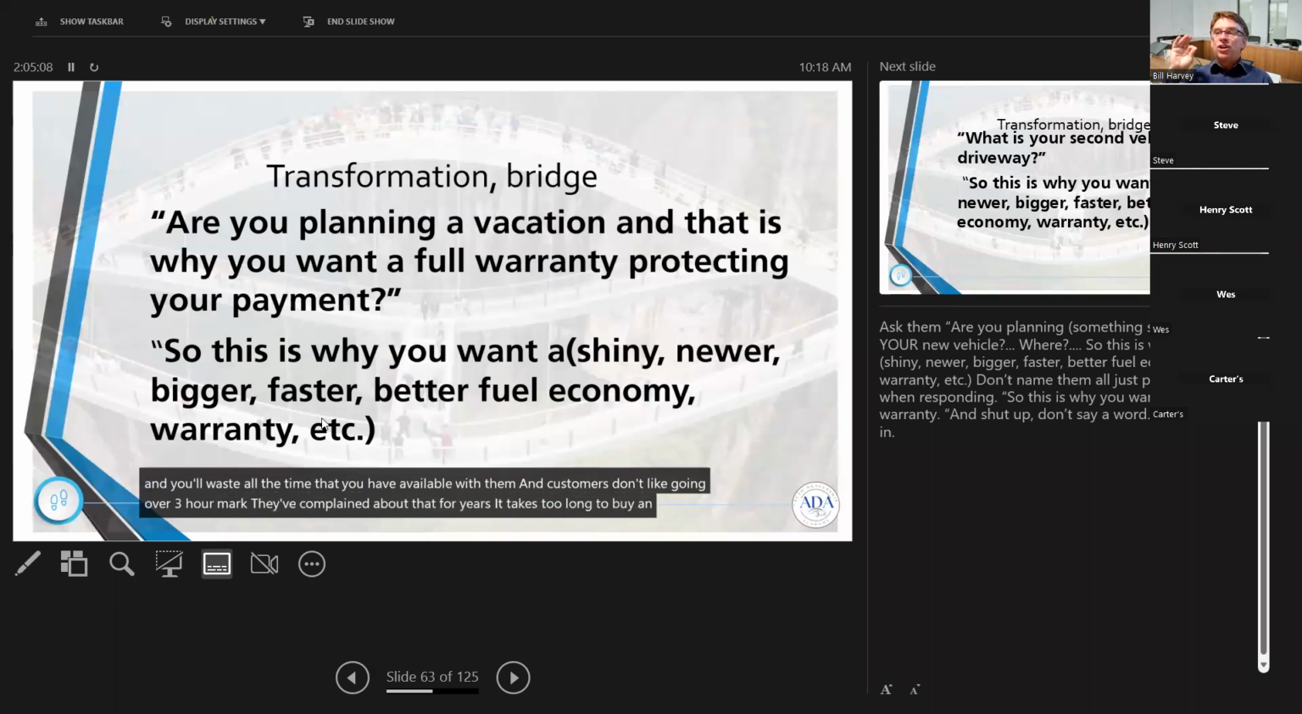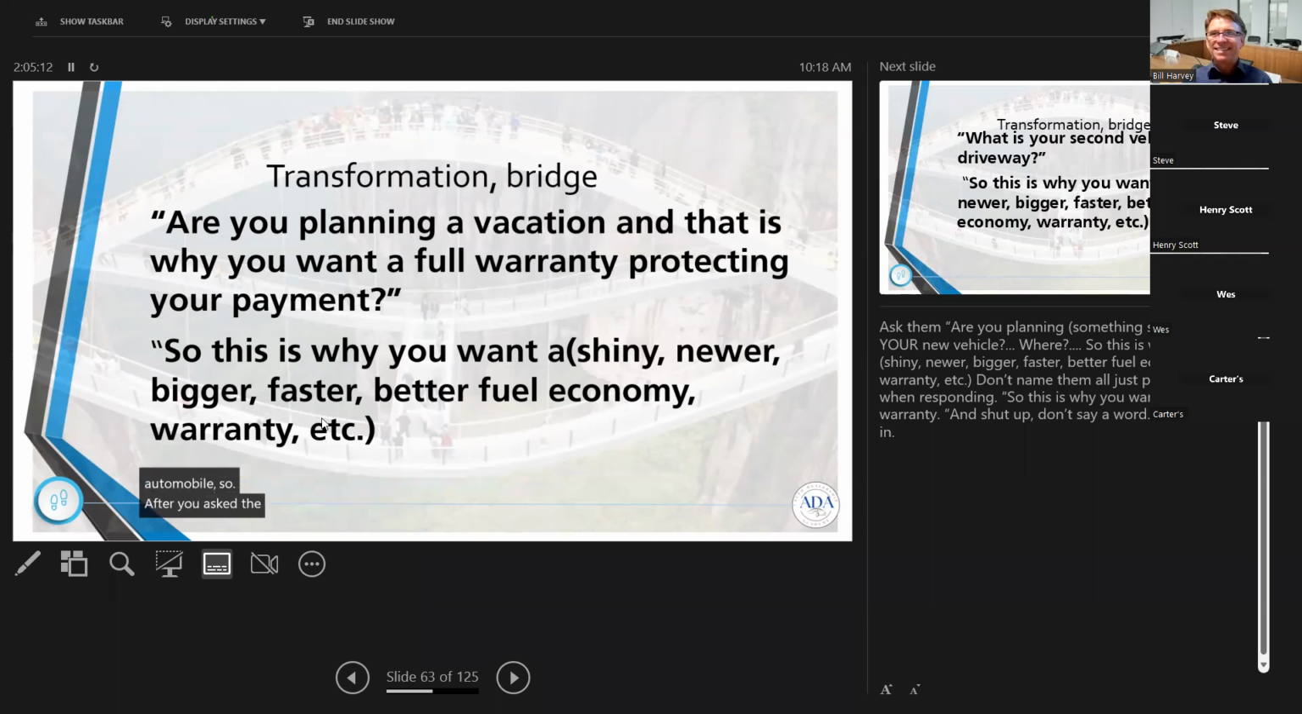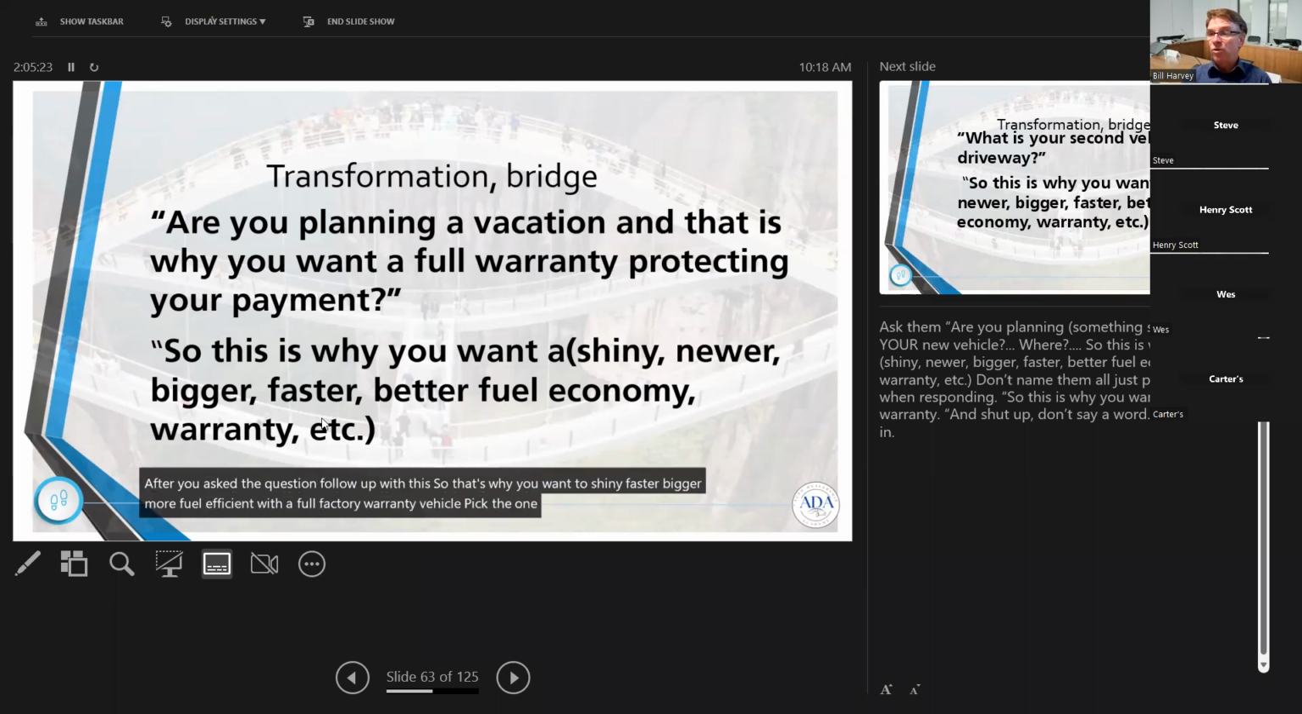So after you ask them the question, follow up with this. So that's why you want a shiny, faster, bigger, more fuel efficient vehicle with a full factory warranty. Pick the one or two that work for you. Don't name them all, just one or two when responding. So this is why you want a new vehicle with a full factory warranty, and then shut up and don't say a word. Let that really sink in.